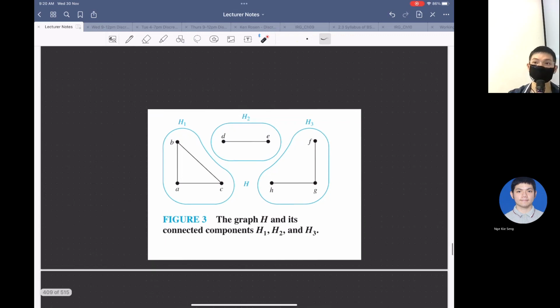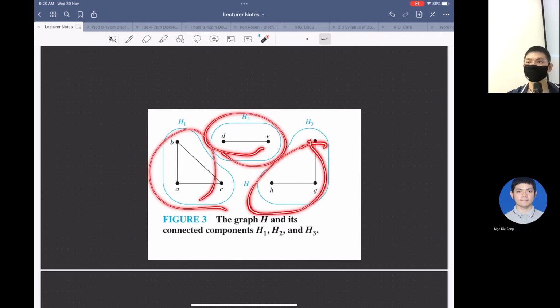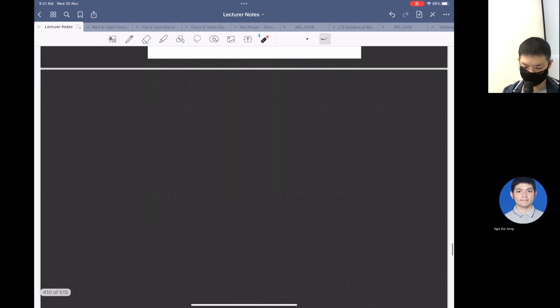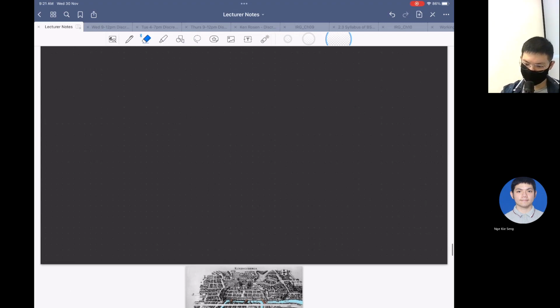Make sense? So far, okay. Okay, so there are 3 connected components here. Okay. Okay. Okay, so go to the next one.